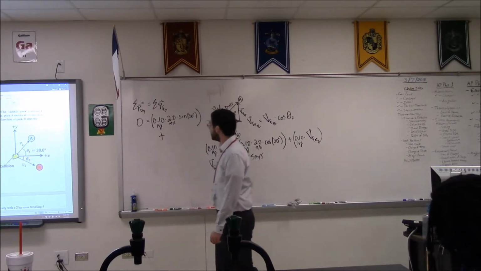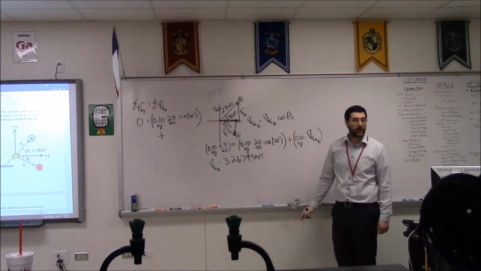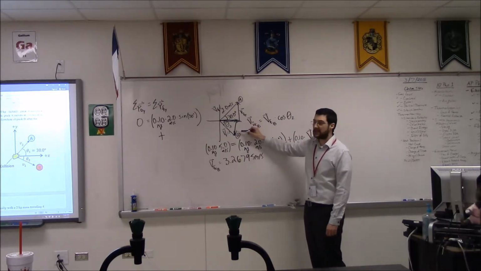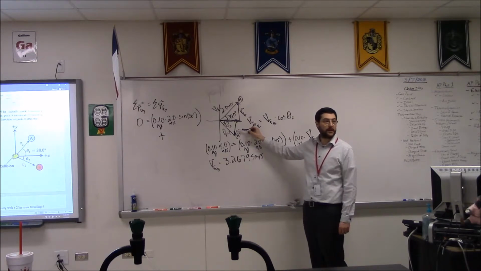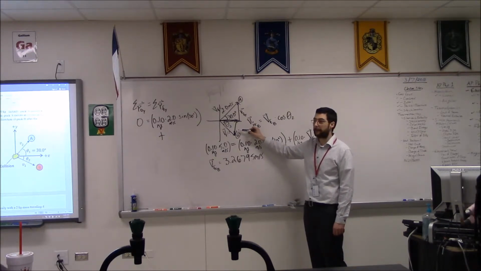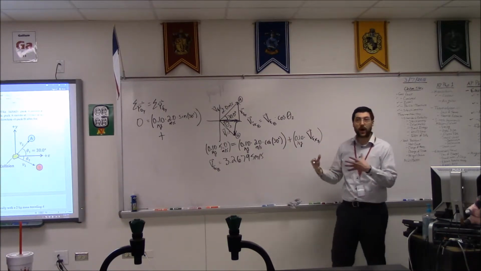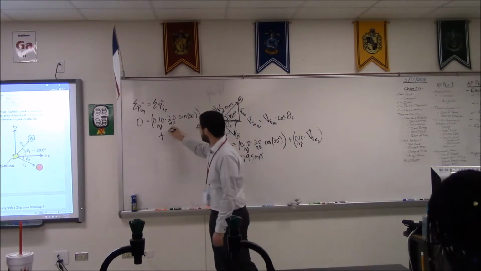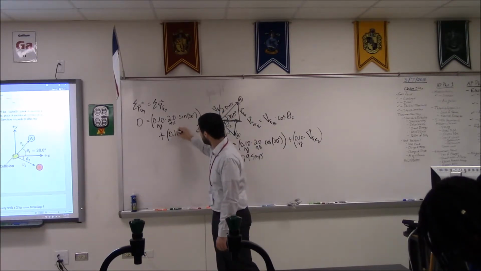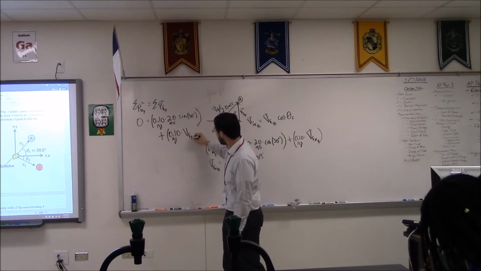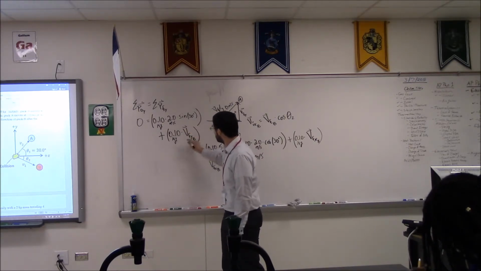Plus, now we need to do puck B, right? So the y-axis final velocity of puck B is going to be what? VFXY. It'll just be the final y of puck B, right? So it's going to be the mass of puck B times the final velocity in the y-axis of puck B.